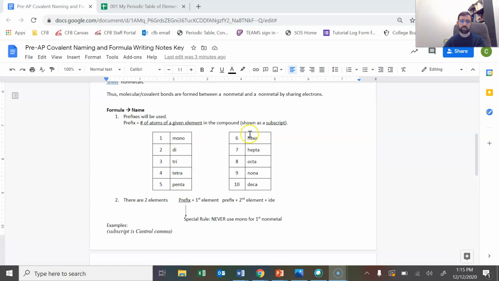These are the prefixes we're going to use. You won't go above 10 in this class. So mono, di, tri, tetra, penta, hexa, hepta, octa, nona, deca. It's a good idea to put those to memory.